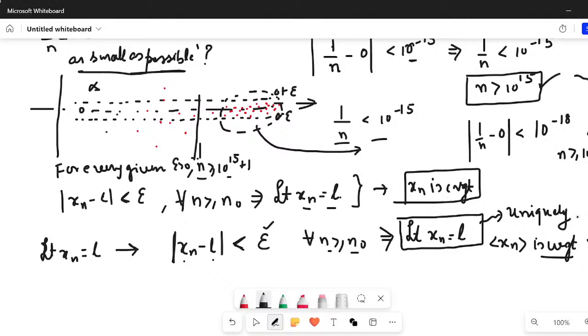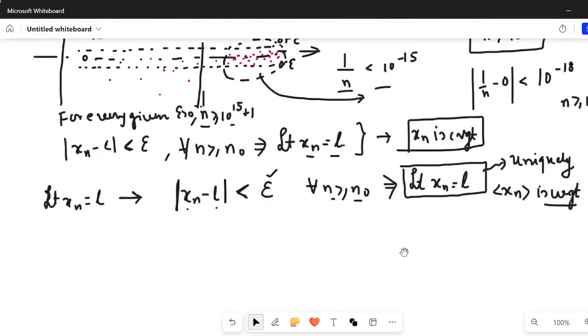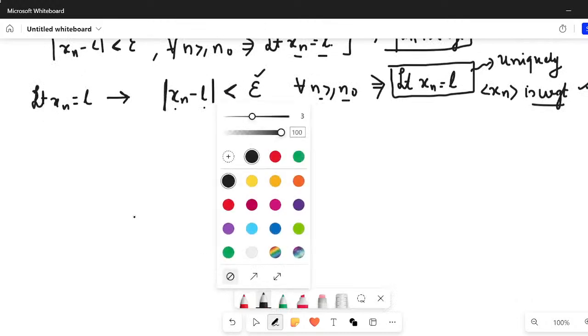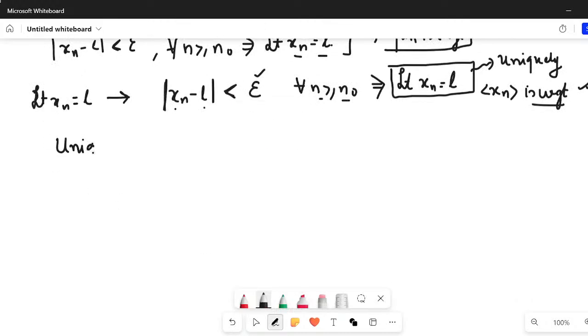Is that clear? I hope it is clear. Please let me know. किसी को नहीं समझ में आ रहा तो please let me know. Okay. Second thing one must remember is the uniqueness of limit. So if I am saying that sequence is convergent, then the limit must be unique.